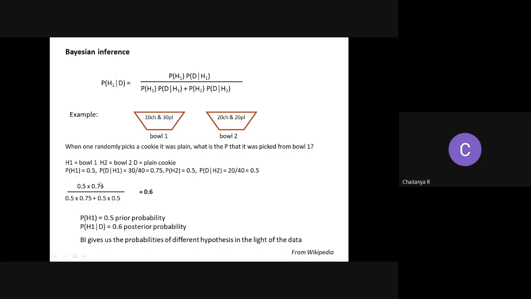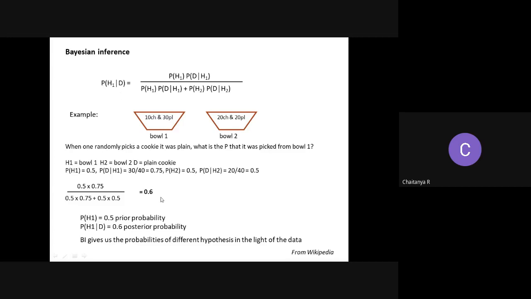So I just apply whatever we have here to the Bayesian equation. I substitute the values that I have for my problem into the Bayesian equation, and I get a value of 0.6. It's 0.5 multiplied by 0.75, divided by 0.5 multiplied by 0.75 plus 0.5 multiplied by 0.5. I hope everyone is clear and with me so far. So here, 0.6 is my posterior probability.